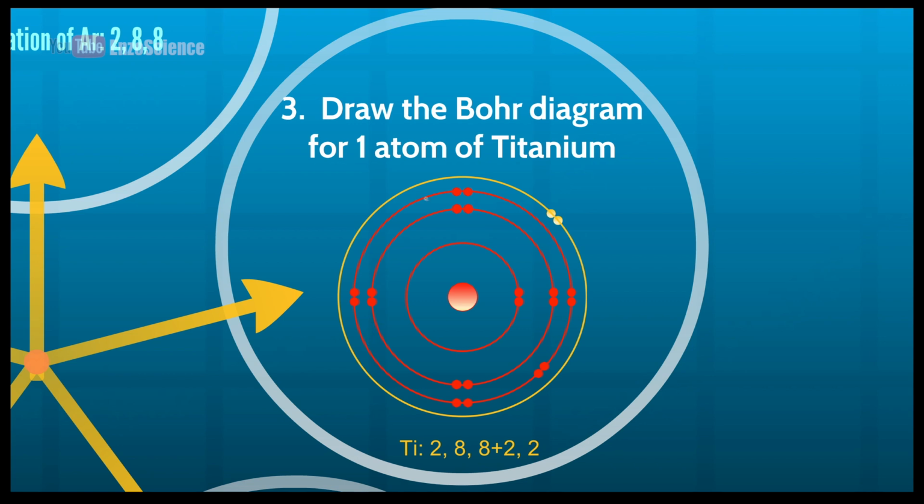Now we only have 4 electrons left, so we let the fourth shell accept 2 electrons. I highlight them in yellow. And then put the last electrons into the unfilled third shell. Please note that the third shell is not filled. So this Bohr diagram is like what I show here. And there are actually 10 electrons in the third shell. This is what we have for titanium.